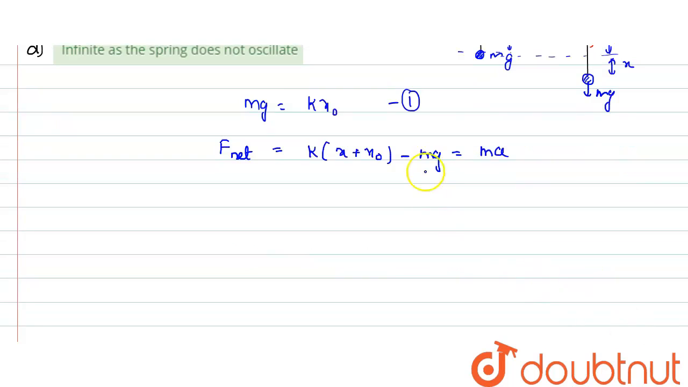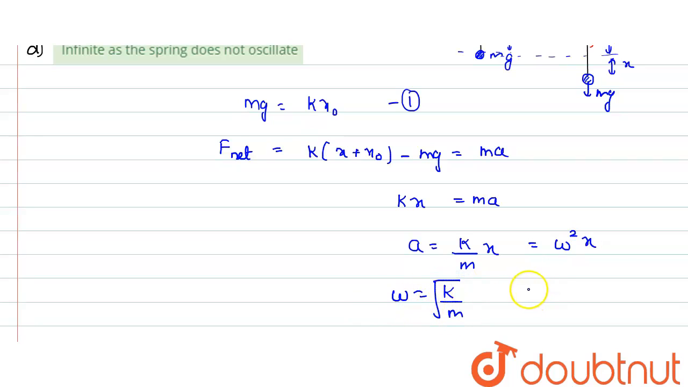Now from here we can see that mg is equal to kx naught. If we put the value of mg as kx naught, the factor of kx naught would be cancelled, and the only thing which would remain is kx equals ma, or we can say that our acceleration would be equal to k by m times x. Now if we compare this with a equals omega square x, we can say that omega would be equal to under root k by m. Now if this is omega, what would be the time period? In the vertical case, it would be 2 pi by omega, which is equal to 2 pi times the square root of m divided by k. This is a formula which we should also remember.